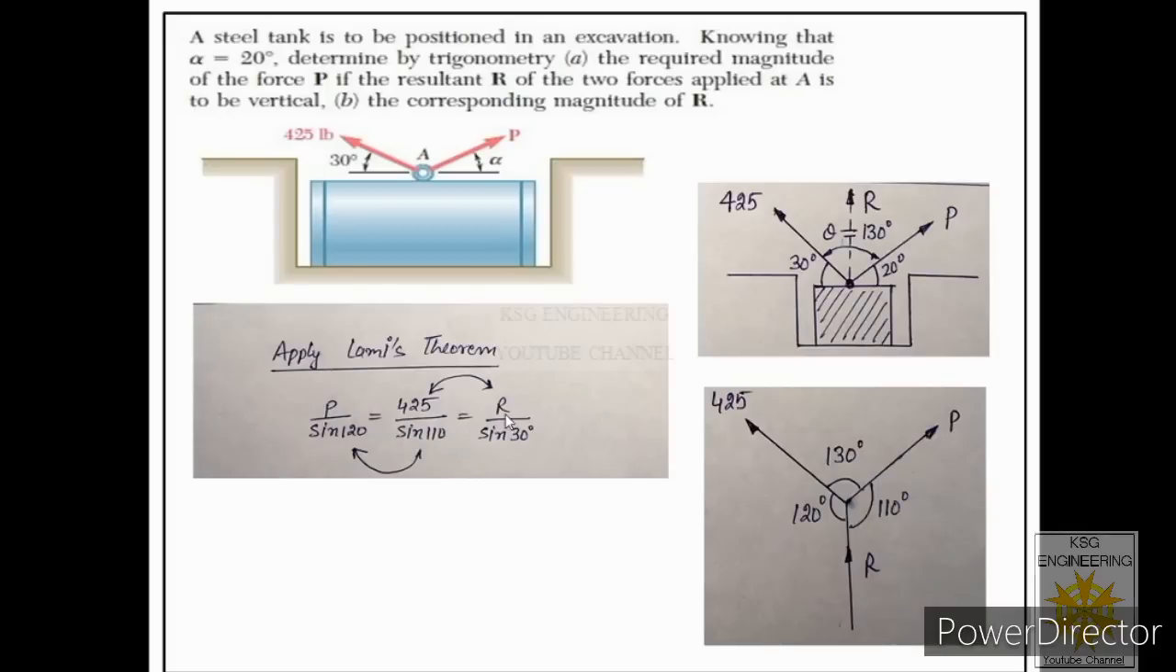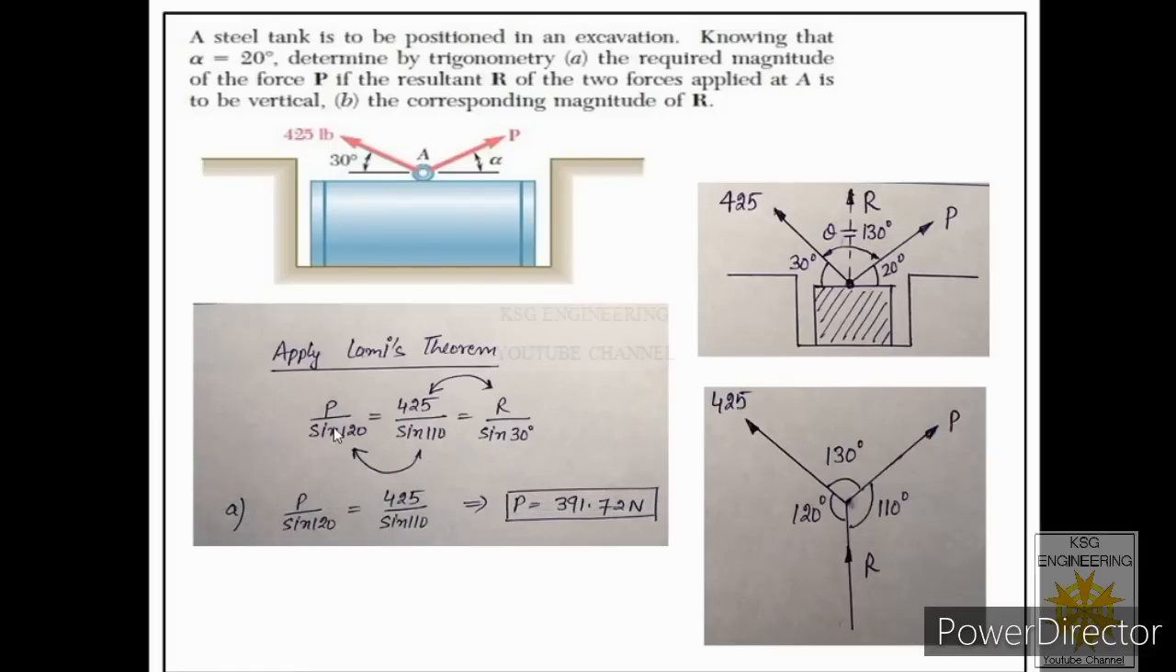This will be equal to the last force, that is R. So that will be divided by sine of the angle between the other two forces. For R, the other two forces are P and 425. So R divided by sine 130 degrees. Over here it is written wrong. It is written 30 degrees. It should be 130 degrees. So we should make the correction.